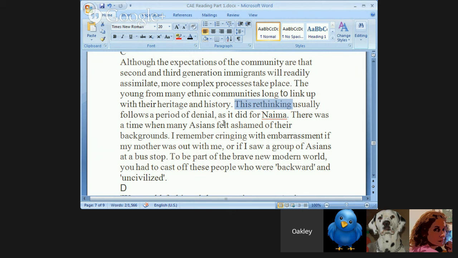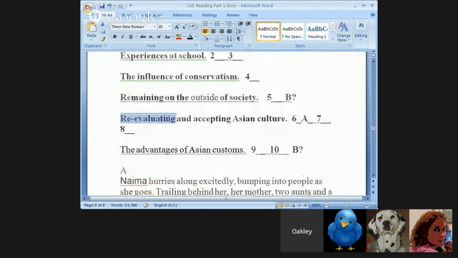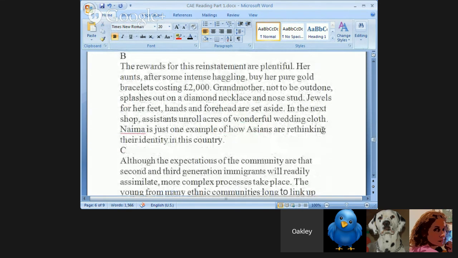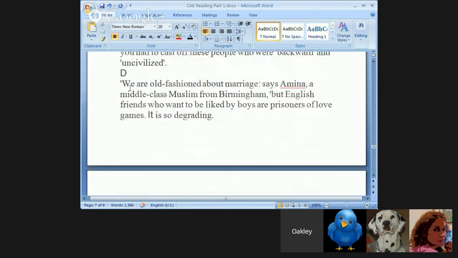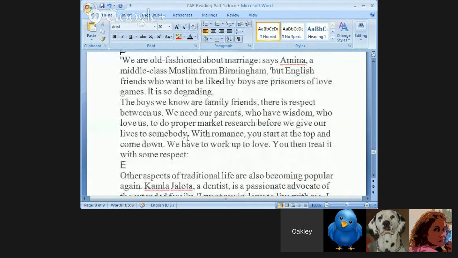I think it's the one with the three paragraphs reevaluating and accepting Asian culture. Reevaluating and rethinking. I agree with you. There are three paragraphs for this one, so it's going to appear a lot. It would seem so. I thought we had already crossed that, but it's true, there are three paragraphs for it. We need to cross that bridge three times when we come to it. Three marks. Okay.